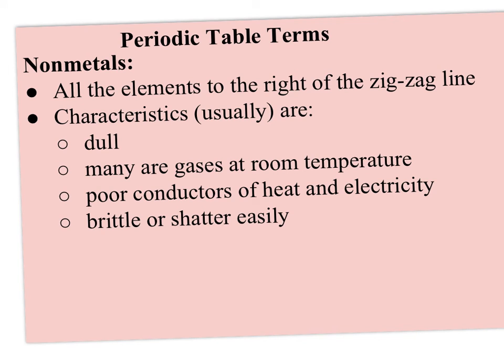And then to wrap up, nonmetals are to the right of the zigzag line. Not a lot of nonmetals over there. The characteristics are they're usually dull, not shiny. Metals tend to be gray or silver, but nonmetals come in all colors. Sulfur is yellow, phosphorus can be several colors. Many are gases at room temperature, not all, but many are. They're poor conductors of heat and electricity, and they're not easy to shape into other things. If you put any force on them, they tend to be brittle or to shatter easily. And that's a quick intro to your periodic table.